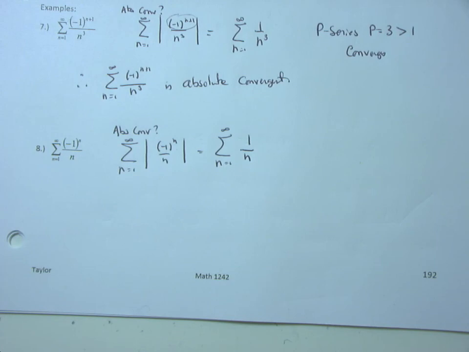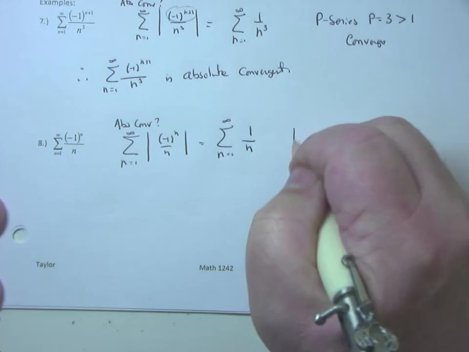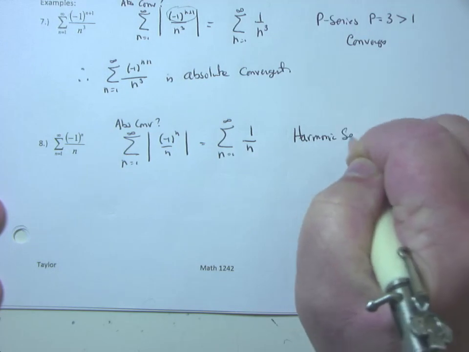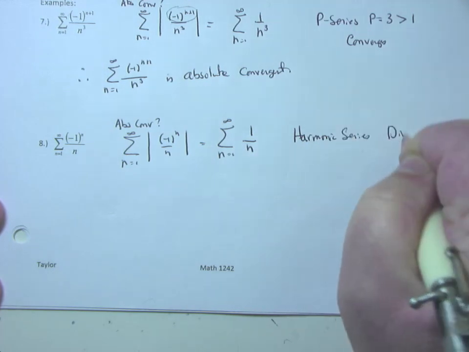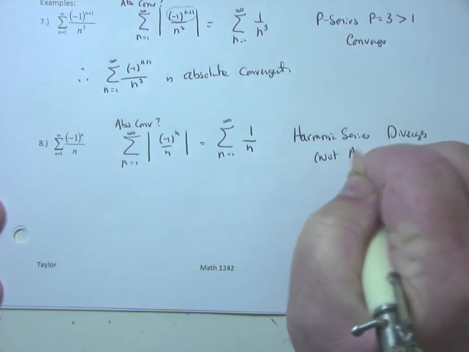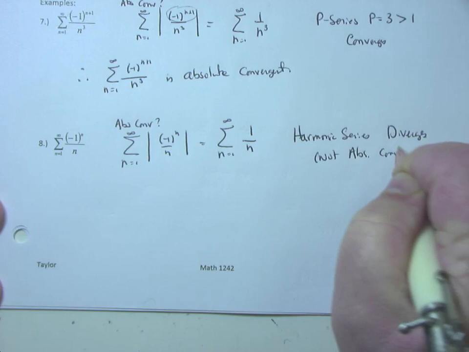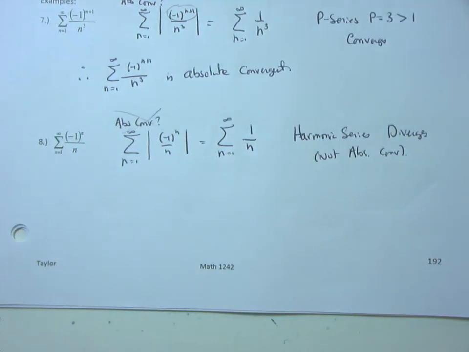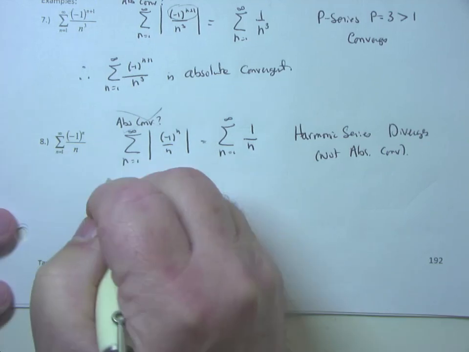What kind of series is this? This is the harmonic series. And what does the harmonic series do? Diverges. Which means it is not absolute convergent. Does that make sense? It has failed being absolute convergence. Then you go to level 2. Is it conditional convergent?